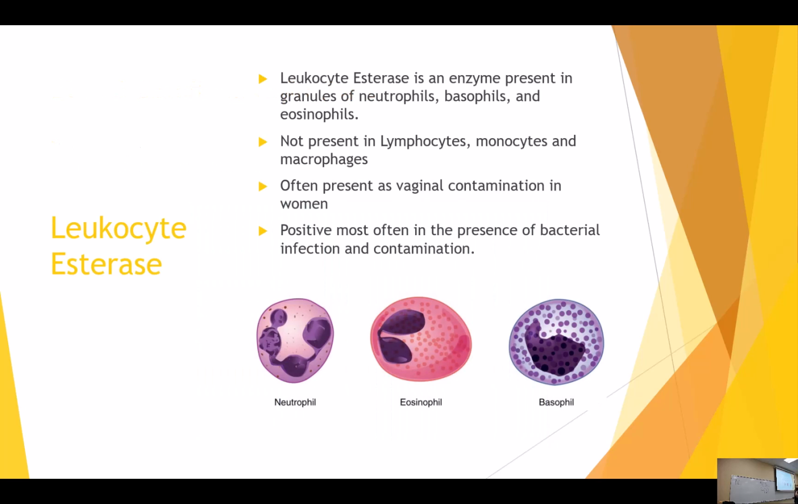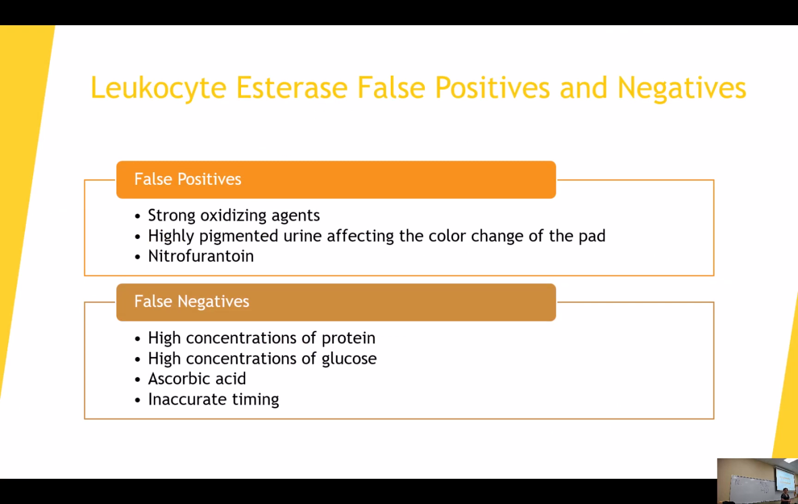Leukocyte esterase is the next pad we're going to talk about. It's an enzyme present in the granules of neutrophils, basophils, and eosinophils. It is not present in your lymphocytes or monocytes. Oftentimes, we'll see a positive leukocyte esterase in vaginal contamination. Most often, though, a positive leukocyte esterase is in the presence of bacterial infection and contamination. So this is one of those where you're going to want to look at the pH. If the pH is 8 or greater, chances are really good it's contamination and it's had time to sit and grow for a while.